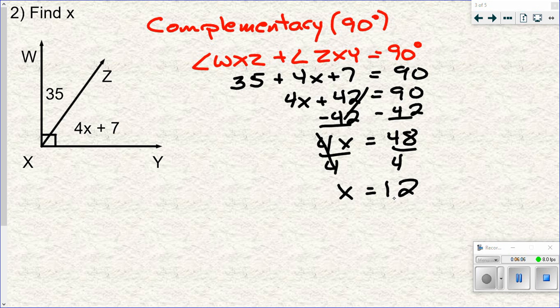12. And so we know that this angle should have been 55 degrees, right? Because 35 plus 55 is 90. So I can plug that in and check. 4 times 12 is 48, plus 7 is 55. So I know that answer is correct, that x equals 12.